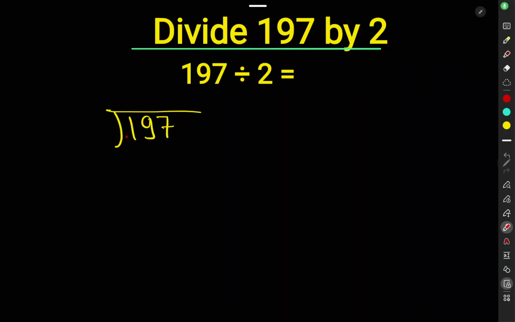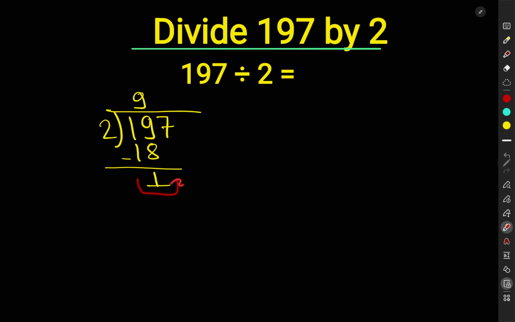We divide 197 by 2 in a long division method. So 2 times 9 means 18. On subtracting we get 1.